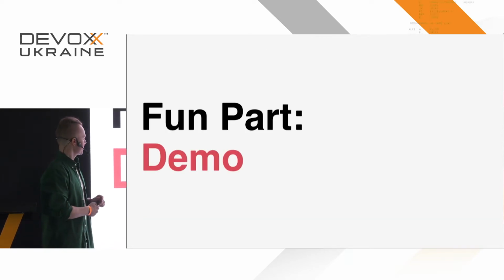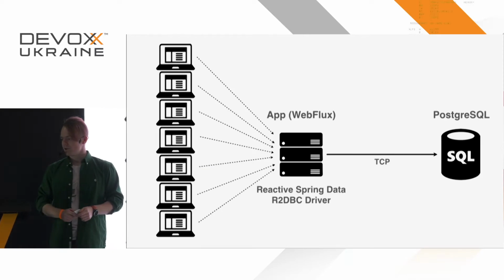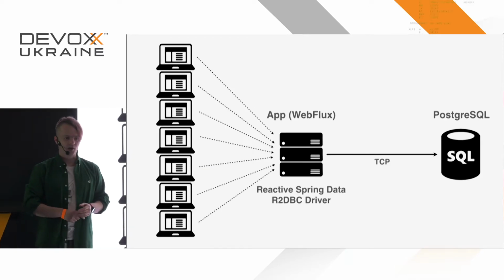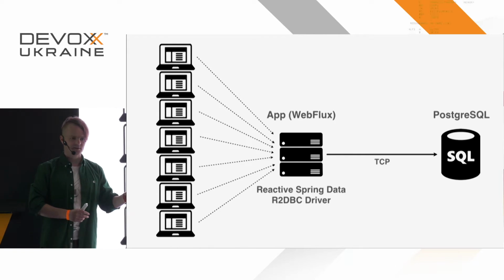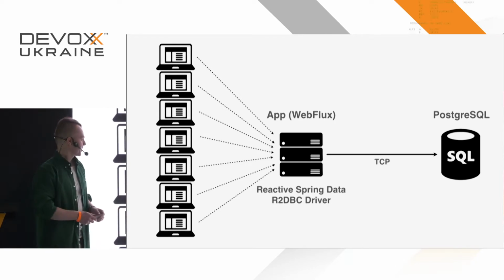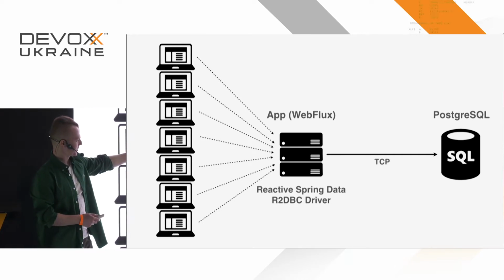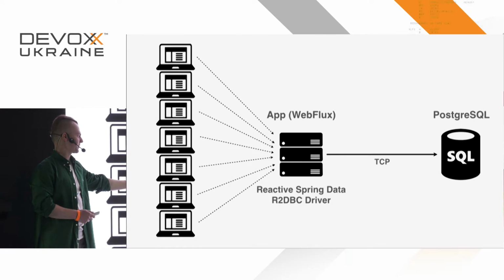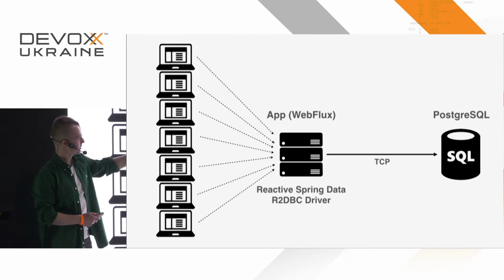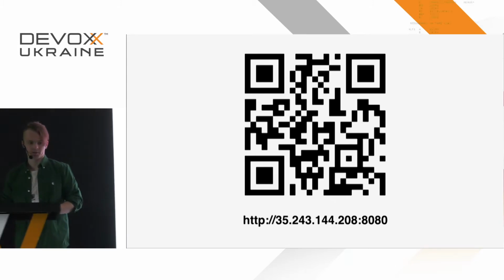OK, let's try to do some demo. We are going to compare how JDBC is better or worse than R2DBC. So we will have your devices connecting to the application that is using Spring Data, R2DBC and JDBC to communicate with Postgres. So let's try to go here.